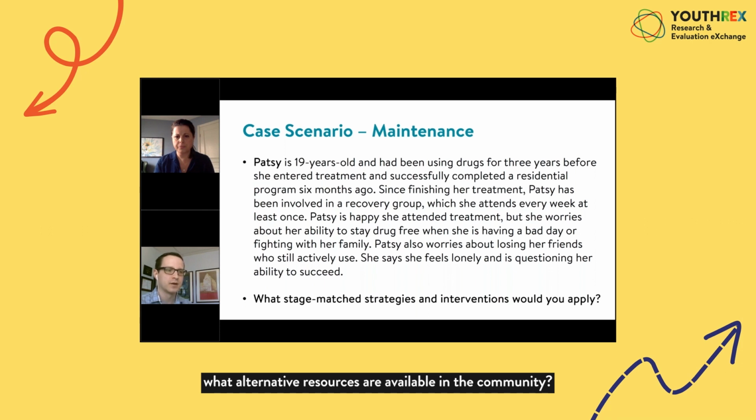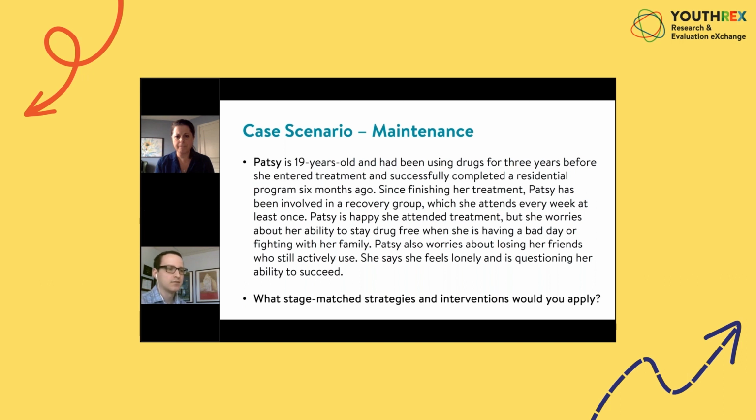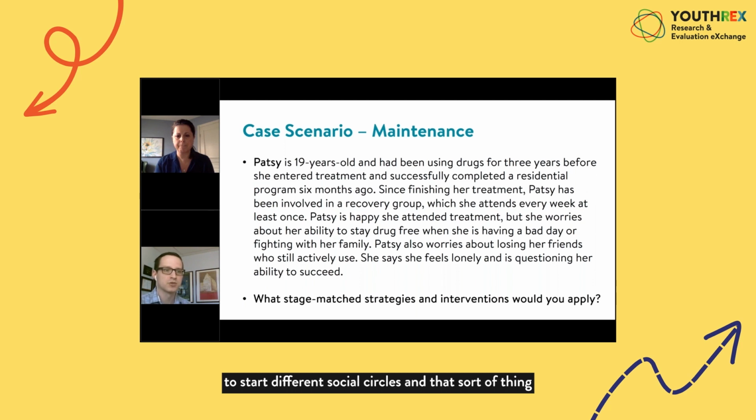What alternative resources are available in the community? Are there life skills groups that she can start to look at? A friend group where she may be able to start different social circles and that sort of thing would certainly be helpful for Patsy in this situation.